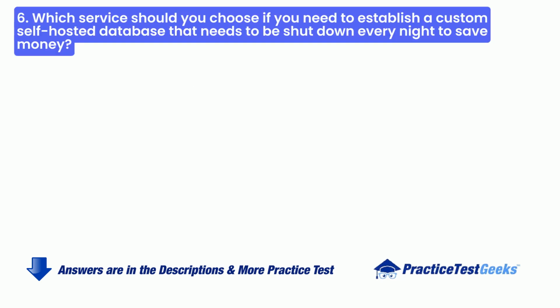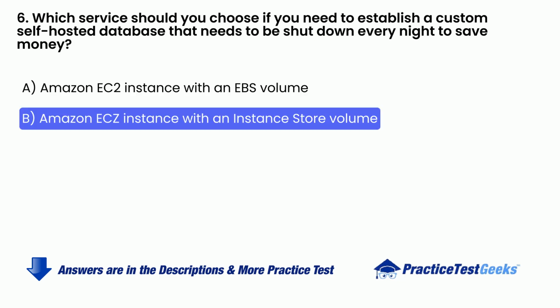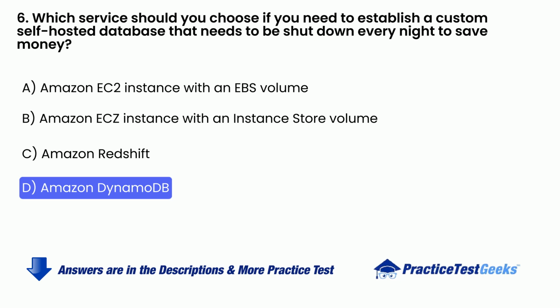Which service should you choose if you need to establish a custom self-hosted database that needs to be shut down every night to save money? A. Amazon EC2 instance with an EBS volume. B. Amazon EC2 instance with an instance store volume. C. Amazon Redshift. D. Amazon DynamoDB.